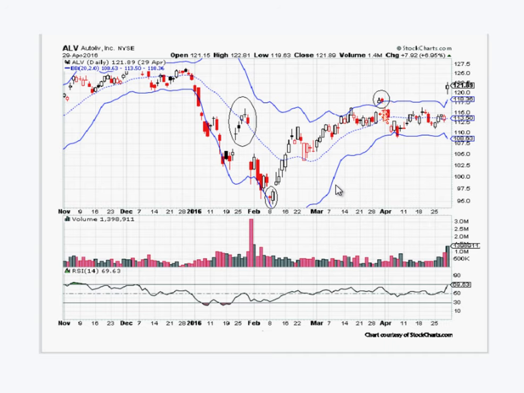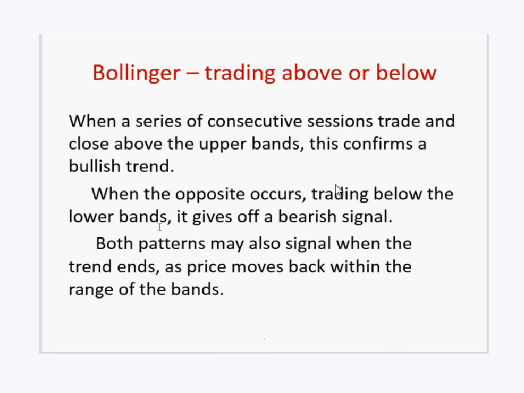It's a bearish signal, takes price from 118 down to about 108. So there is a 10-point decline, but after that, the range seems to consolidate. So it only lasts about a week. It doesn't last very long at all. But this is what they look like. This is what to look for, especially looking for them outside of the bands. And so the trading above and below is a significant event.